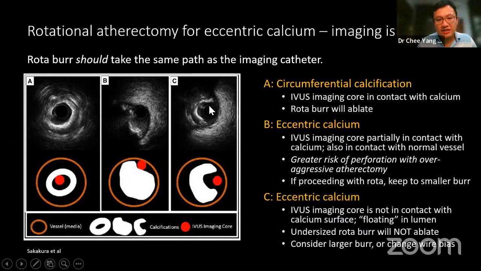And if you have eccentric calcium like here, where the lumen is relatively large and your IVUS catheter, or imaging catheter, is not really in touch with the calcium surface, you might want to change your wire bias. You can change your rota wire to try and affect the wire bias so that it brings your burr closer to the surface of the calcium, or you can use a larger burr.